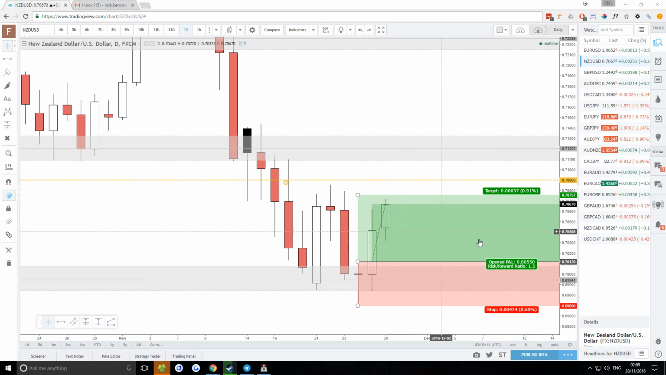Now, personally, I'm not going to close out this trade right now. I'm going to leave it open. I just want to monitor it and see what happens over the next few hours. I just want to see how it develops, essentially.